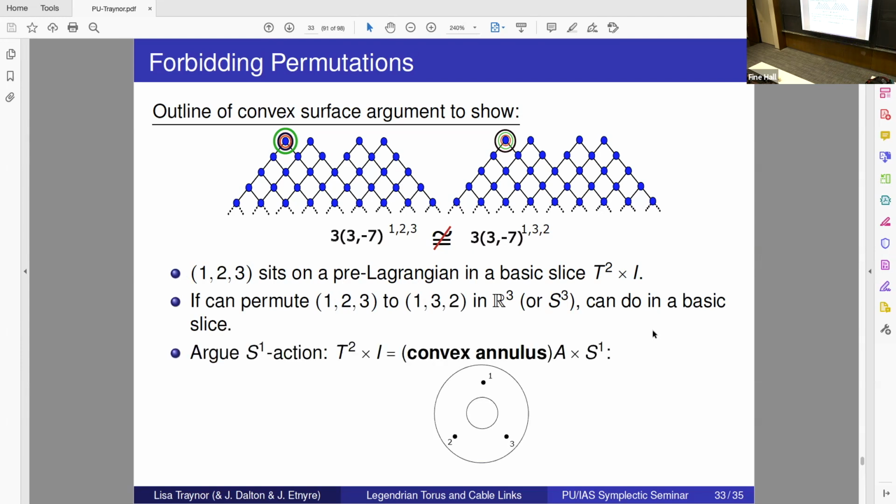And then more low dimensional topology arguments, contact topology arguments. We can argue that for this basic slice, you can do a dimension reduction. Just see it as A cross S1, where everything is invariant with respect to S1. So my three components are now just represented by points.